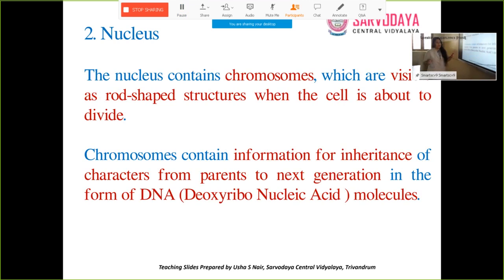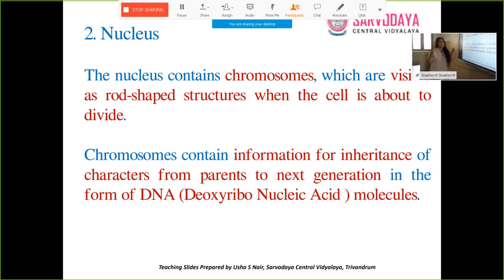Now let's move on. By now, I think you are able to read, and I know you have seen words which are very familiar to you. The nucleus, what does it contain? It contains chromosomes, and you know that they are thread-like structures or rods. Now we have a new thing: the nucleus contains chromosomes which are visible as rod-shaped structures when the cell is about to divide.